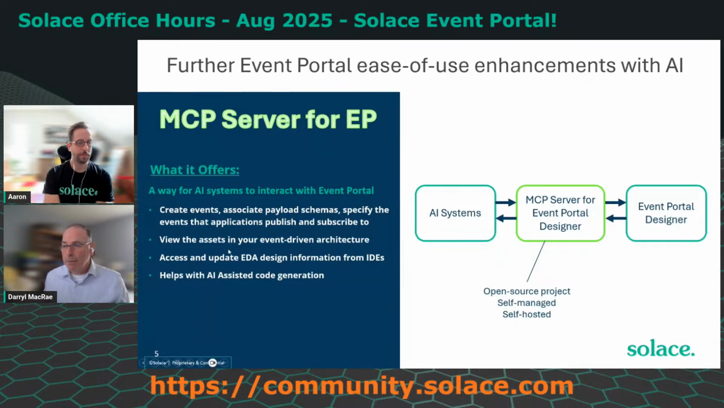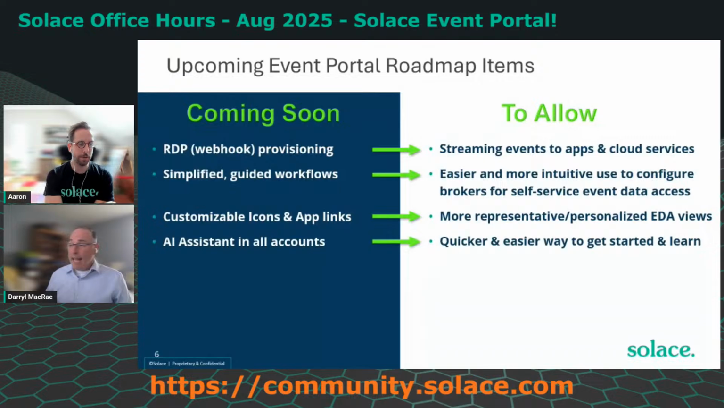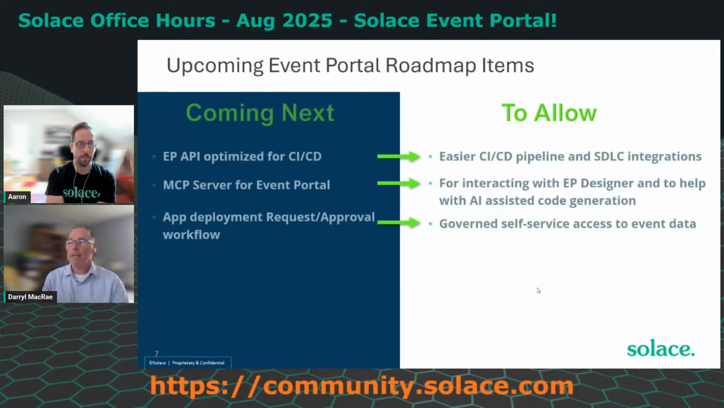So what else is coming? Well, the three things I showed today, like I said, 2 to 3 weeks, are the RDP or webhook provisioning, the simple new guided workflows, and the custom icons and app links and stuff like that. The AI assistant, which we just talked about, to help you design your topics and your apps and an easier way to get started. So this is, like I said, mid September to the end of September time frame, and then what's next?